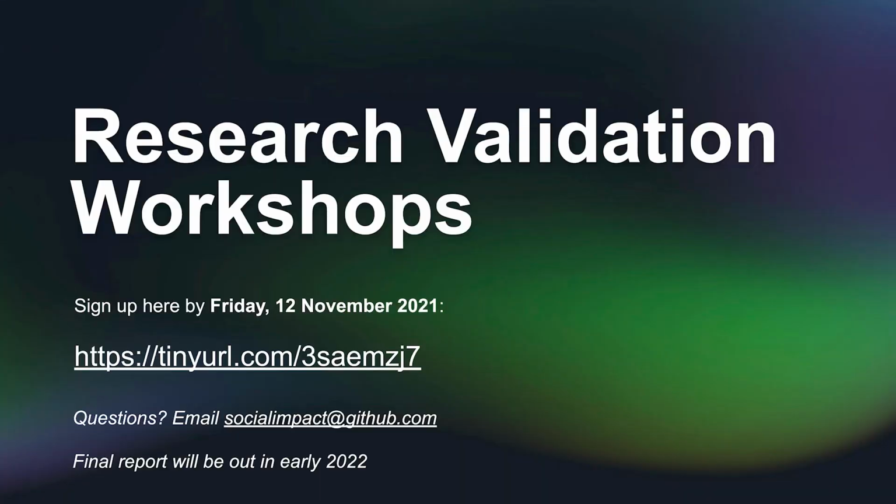If you want to get involved in the direction of the final research and other outputs, the best way to do that is through our research validation workshops, which we'll be hosting towards the end of November into early December. Now, we do ask that you sign up through this URL here, so I encourage everybody to take a screenshot and copy this down. Please sign up by Friday, November 12th. And if you have any questions, you can reach out to us at socialimpact@github.com.